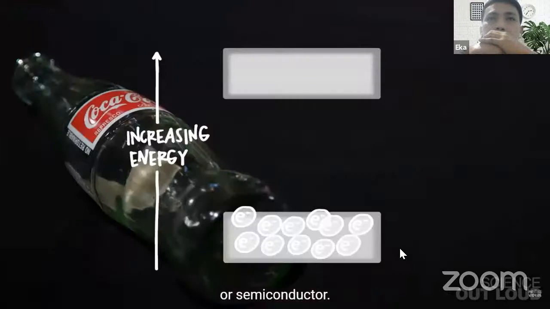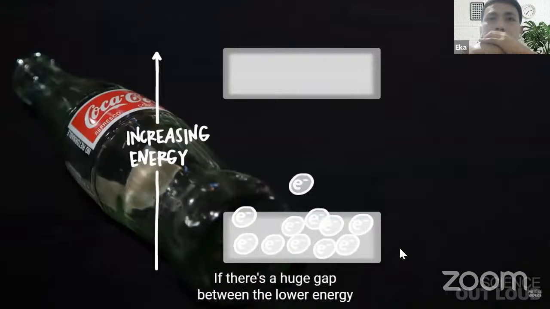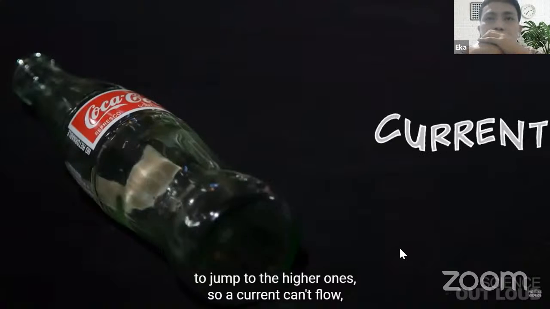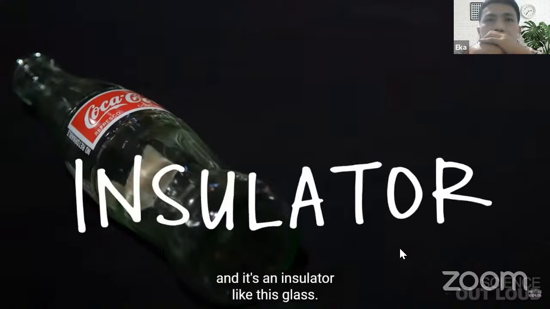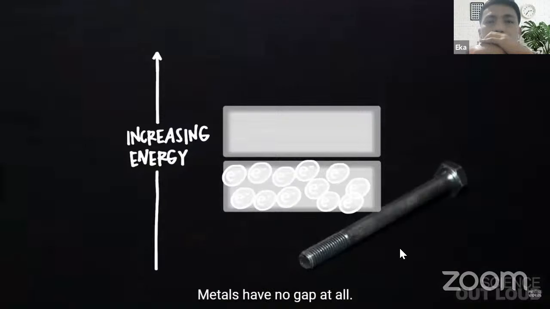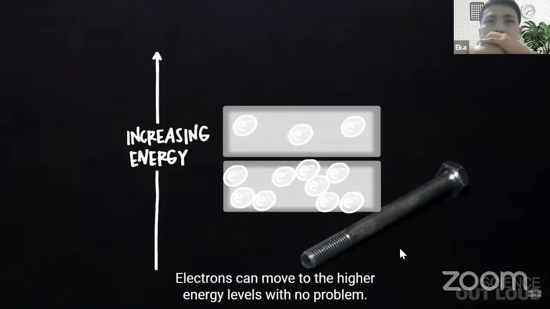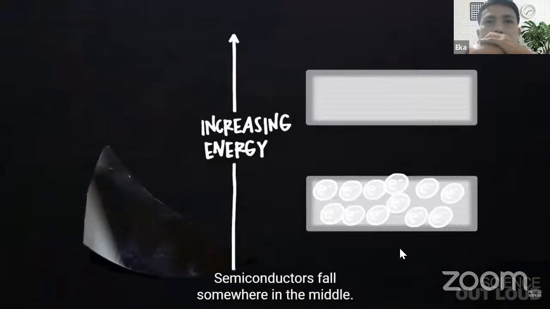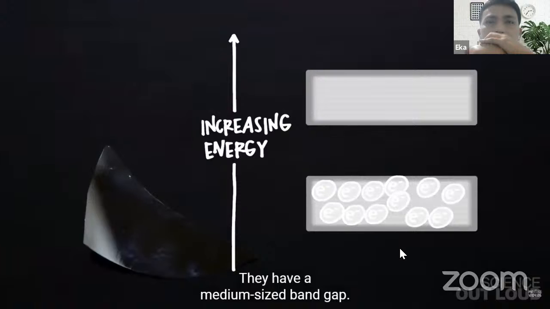or semiconductor. If there's a huge gap between the lower energy levels and the higher ones, it's hard for electrons to jump to the higher ones, so current can't flow, and it's an insulator like this glass. Metals have no gap at all. Electrons can move to the higher energy levels with no problem. Current can flow. Semiconductors fall somewhere in the middle. They have a medium-sized band gap.